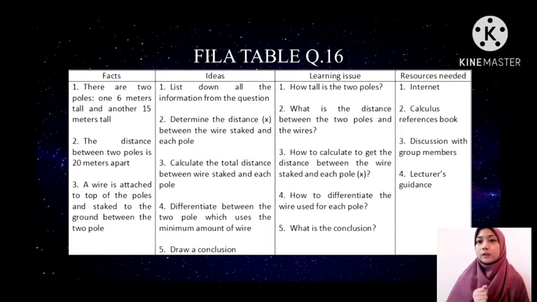Next, for the learning issues, the first one is, how tall are the two poles? The information can be found in the diagram or in the statement given. The second one is, what is the distance between the two poles and the wires? We can identify the distance by finding the value of x. The third one is, how to calculate the distance between the wire stake and each pole. For this, we have to find the value of x. The fourth one is, how to differentiate the wire used for each pole. And the last one is, what is the conclusion?